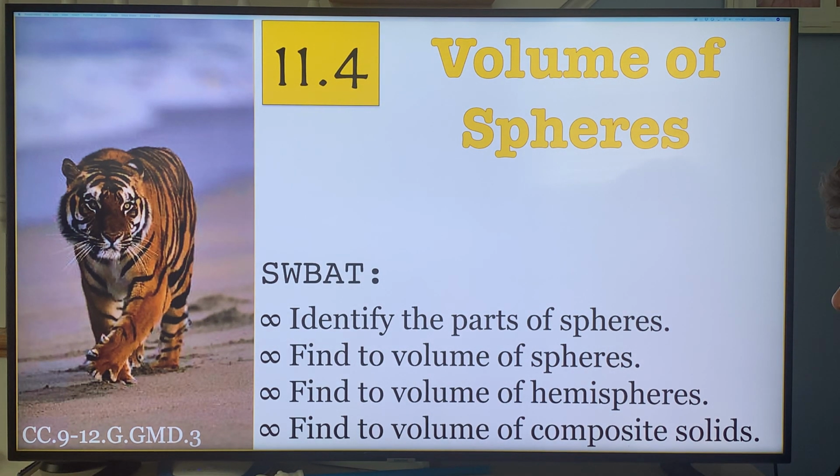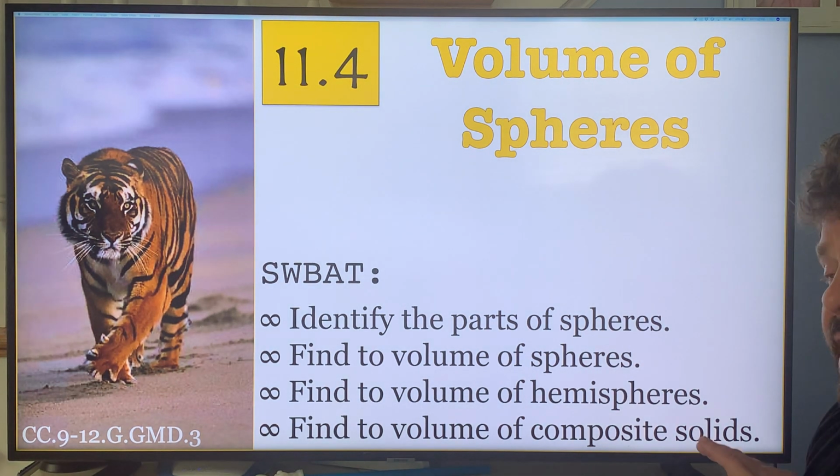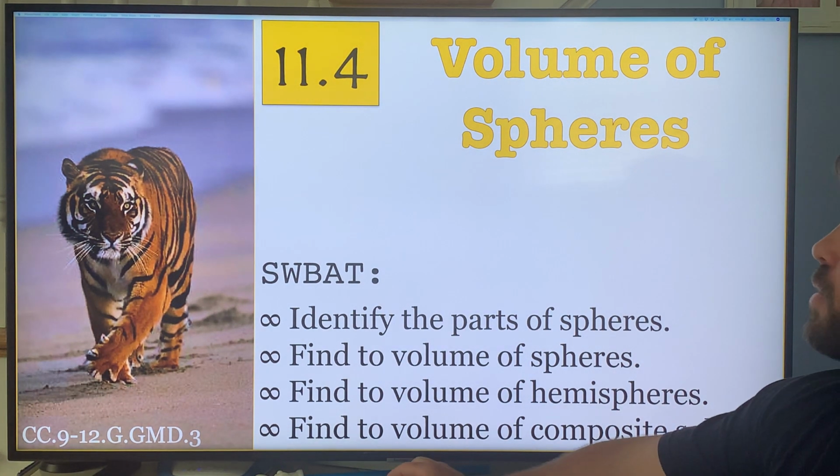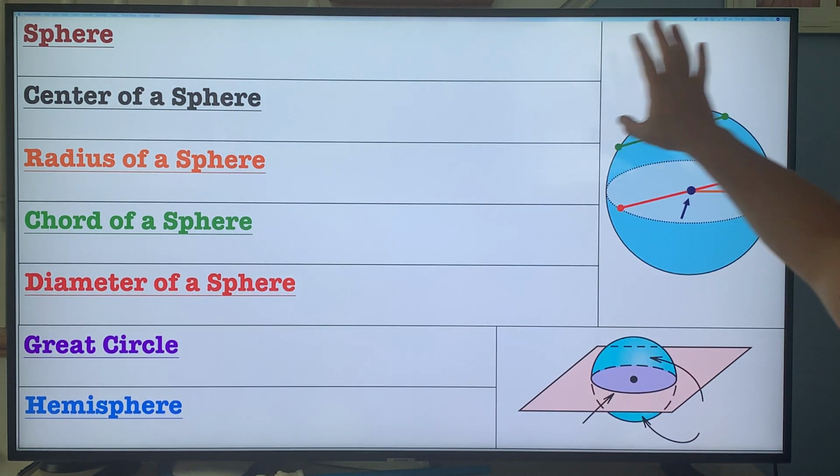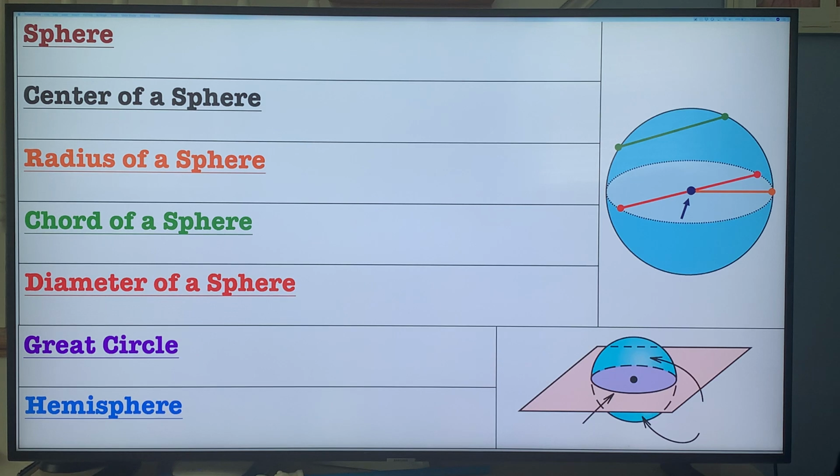Find the volume of a sphere. Find the volume of a hemisphere. Find the volume of a composite solid that has a sphere attached to it. So, let's hit the ground rolling. That's a sphere. How do you think you would describe a sphere?